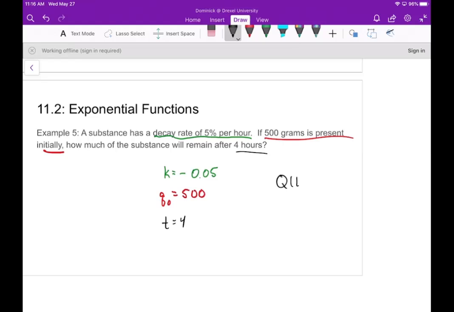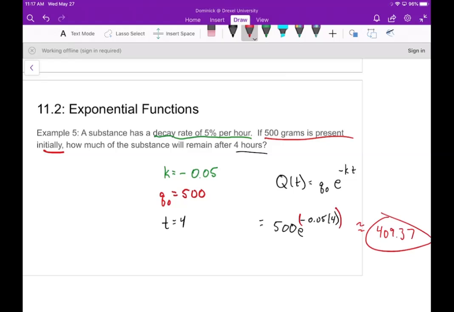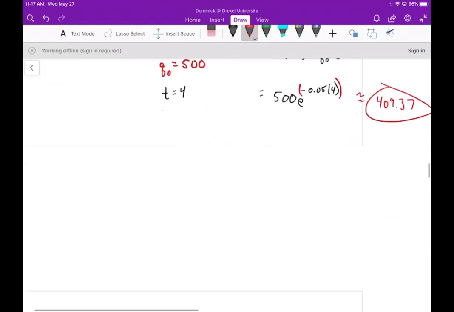So again, the exponential decay model looks something like Q0 e to the minus kt. In this case, my Q0 is 500. Now I already made my k negative because I knew it was decay, so this is negative 0.05 times t, which is times 4. Again, this is one that we'll do in the calculator, and if you're going to put this in the calculator, make sure that the decimal exponent is in parentheses. So if we enter this in, we're going to get about 409.37. And that's how much would remain after 4 hours. All right, so that's some examples of exponential growth and decay.